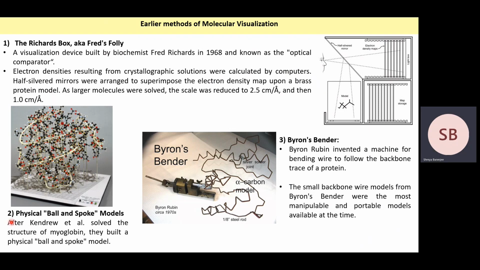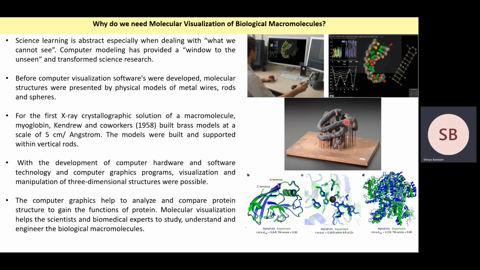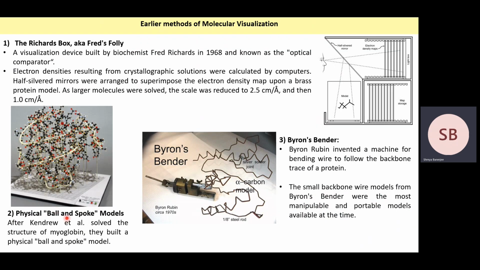After this, there were physical ball and spoke models where each atom was represented by a ball and the bonds were represented by spokes. So after Kendrew et al. had built a model like this using brass rods, they had then built a ball and spoke model of myoglobin, where each atom and bond could be observed.